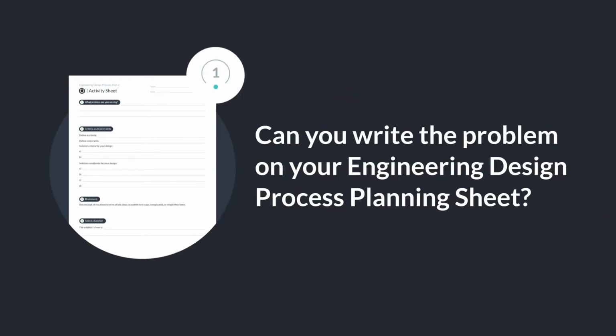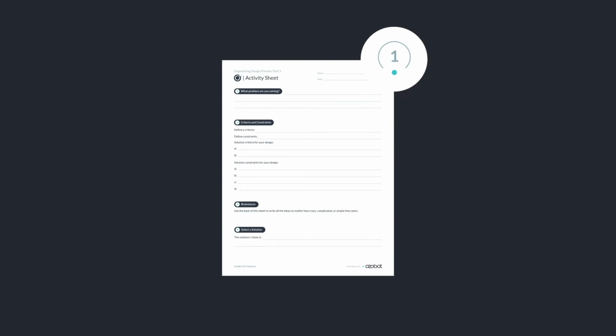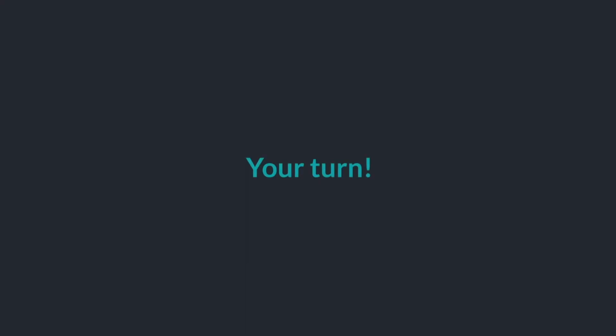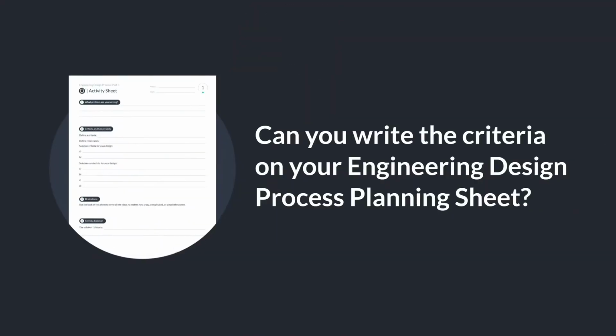Can you write the problem on your engineering design process planning sheet? The criteria for the challenge are to complete 13 tasks in all, either adding or subtracting a point, and arrive back at homeroom with 0 points. Can you write the criteria on your engineering design process planning sheet?